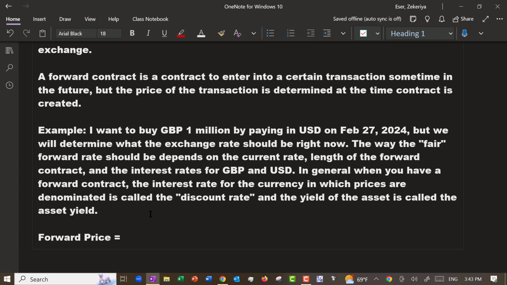Forward price in general is going to be what we call the spot price times 1 plus the discount rate, divided by 1 plus the asset yield. I can make an arbitrage argument for that, but you probably have seen it before. I'll do an example.